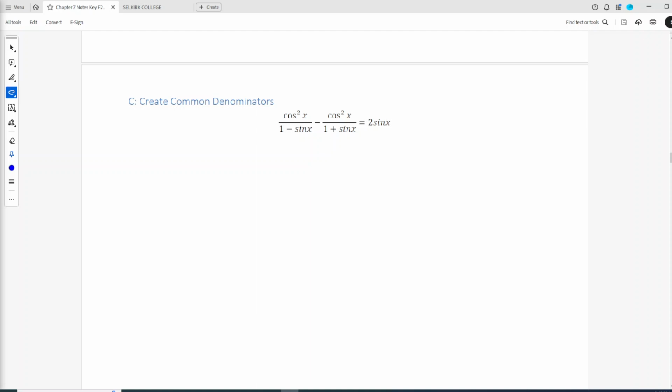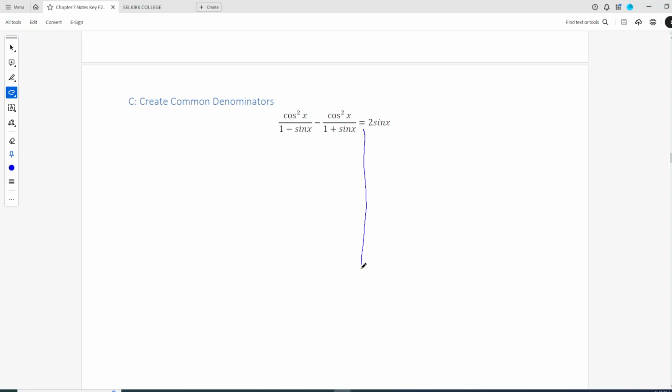All right, now we're moving on to trick C. So trick C, again, can follow tricks A and B. Maybe you've already changed everything to sines and cosines. Maybe you've already looked for glaring identities and now you're stuck. And what you might be stuck with is two terms that you need to add together, but they are fractions. And that's where trick C comes into play.